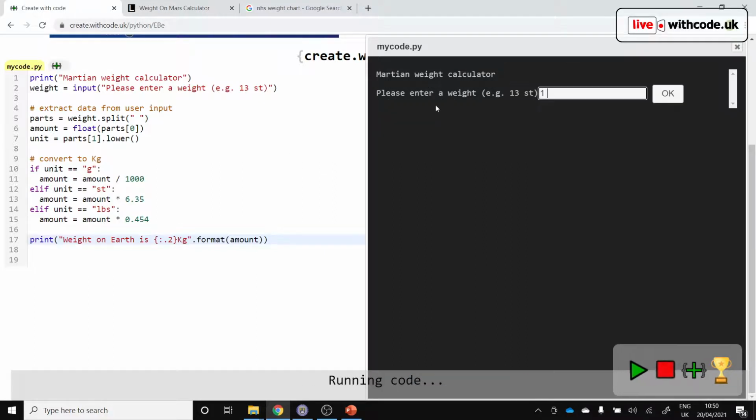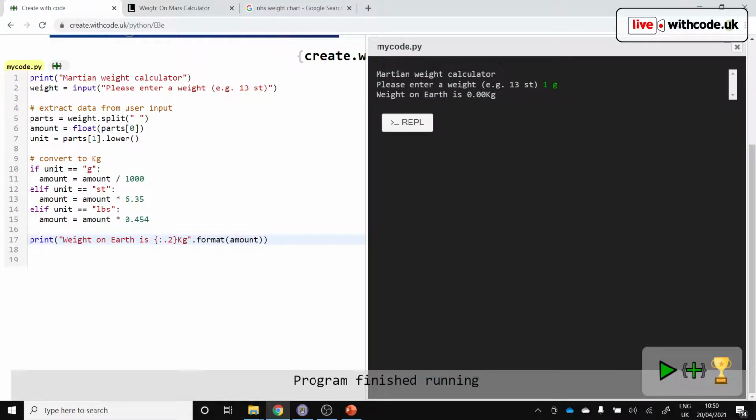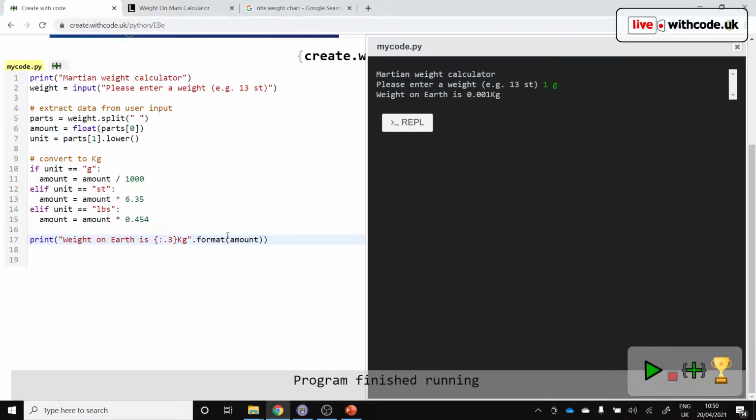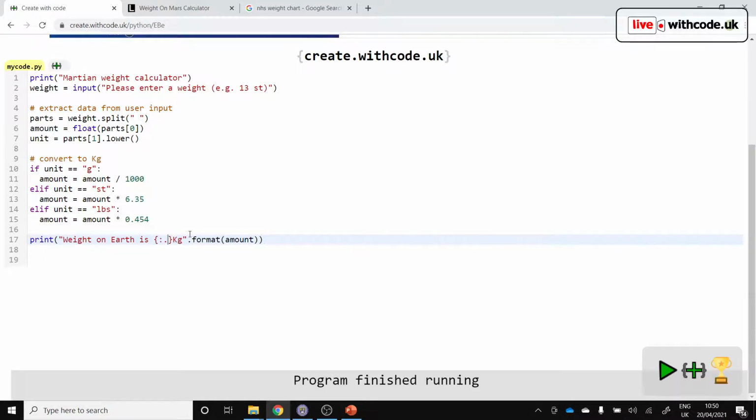That works, or 1 gram. Now that's interesting. 1 gram to 2 decimal places is 0. So if we wanted 3 decimal places, then that's what we'd need on here. I'm going to stick to 2 decimal places for now.